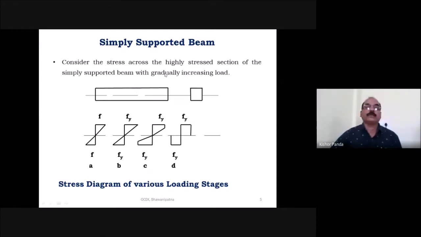At the highly stressed section of the simply supported beam with a gradually increasing load, this is the stress diagram. The stress reaches F, that is within the elastic limit. And when the load increases, the stress reaches the yield stress, Fy. Here you see figures A, B, C, D. This stress is within the elastic limit, this is the stress at the yield point, and this is the stress after yielding the section.